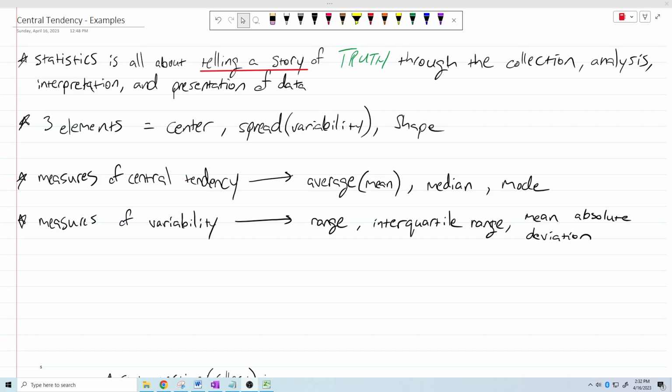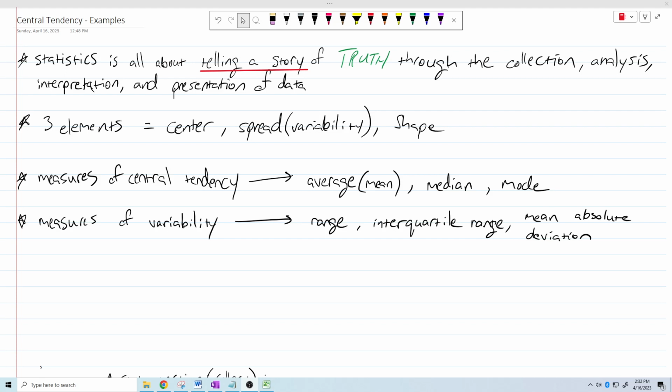Let's continue on with statistics. To remind ourselves where we left off: what is statistics? Statistics is all about being able to tell a story of truth through the collection, analysis, interpretation, and presentation of data.